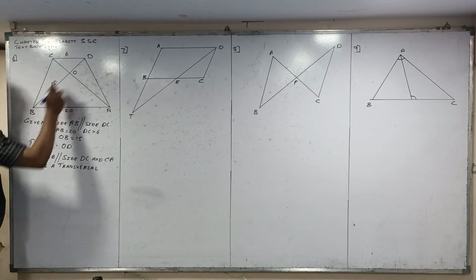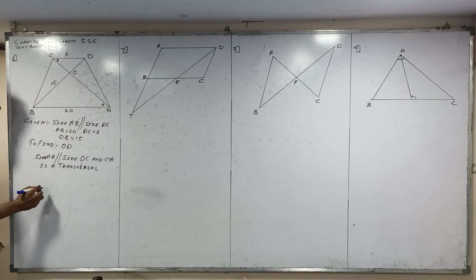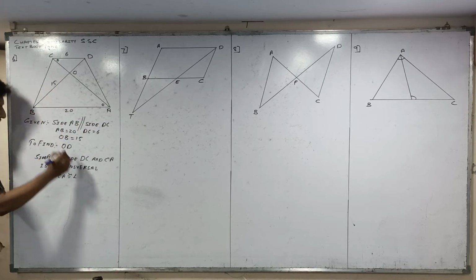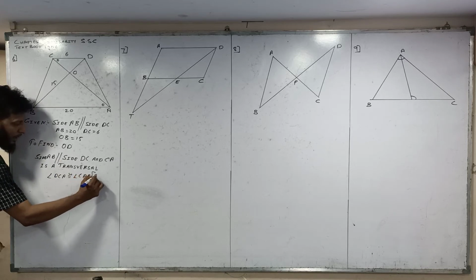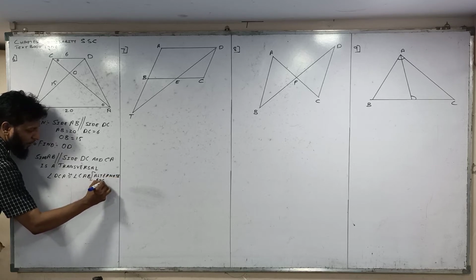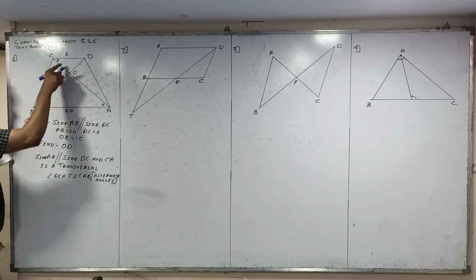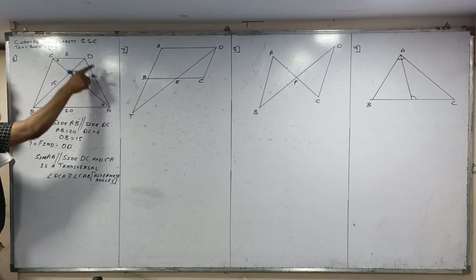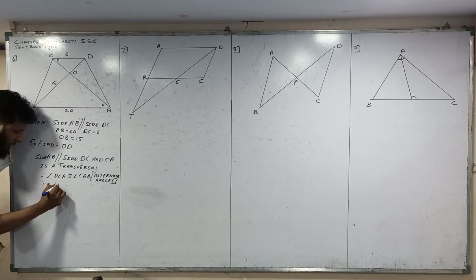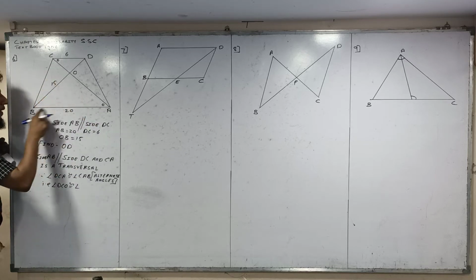Therefore, when this line is parallel to this line, this is the transversal, so this angle is congruent to this angle. Write the name: angle DCA congruent to angle CAB, alternate angles. Then for this, according to this triangle, we have to give the name. For DCA we can write DCO, that is angle DCO congruent to angle; for CAB we can write OAB.